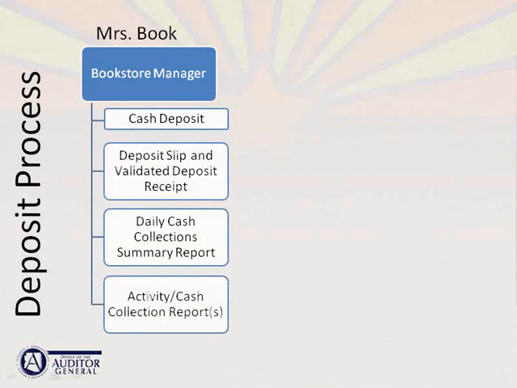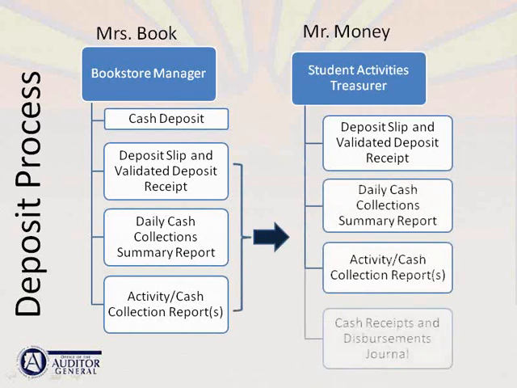So when it's time to make a deposit, Mrs. Book prepares a deposit slip. The deposit slip amount should agree to the amount on the daily cash collection summary, or summaries if the deposit is for more than one day's activity. She then deposits the cash. She attaches the validated deposit receipt to the daily cash collection summary, or summaries, and provides this along with the related activity reports and cash collection reports to Mr. Money.